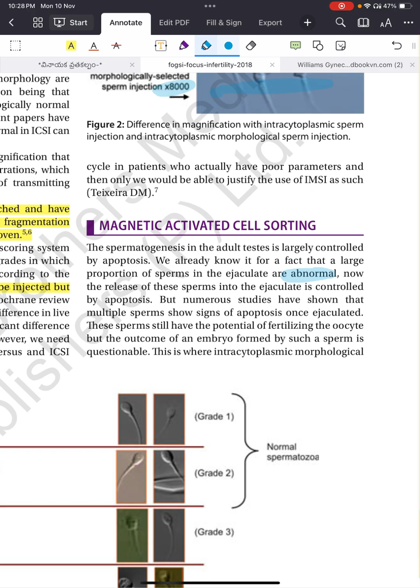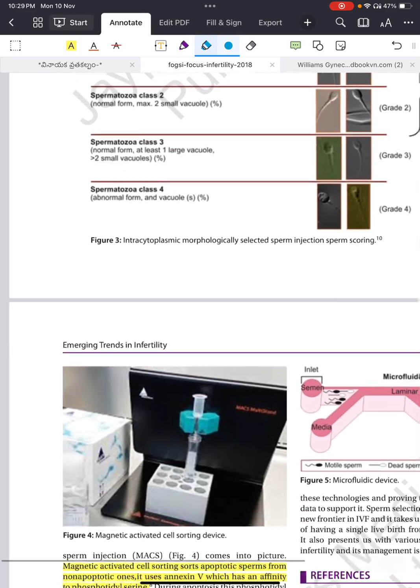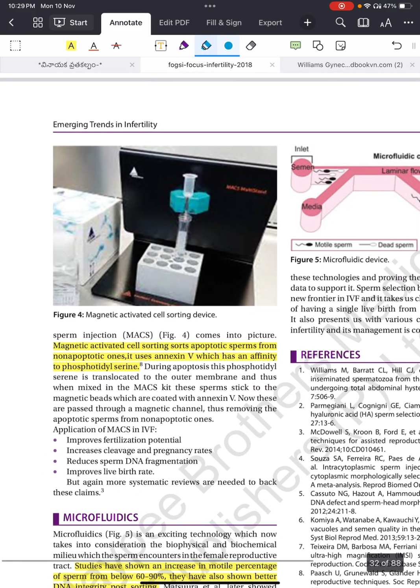Multiple sperms show signs of apoptosis once ejaculated. These sperms still have potential. Even though they have signs of apoptosis, they still have the potential of fertilizing the oocyte, but the outcome of the embryo is questionable. That is why MACS comes into the picture.